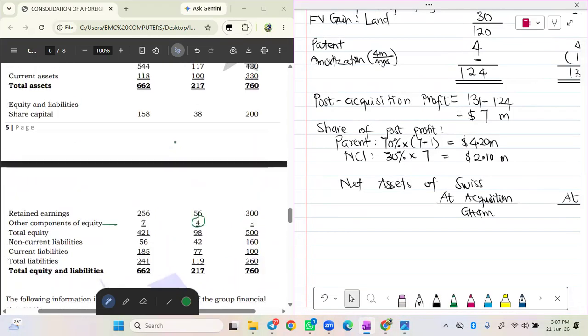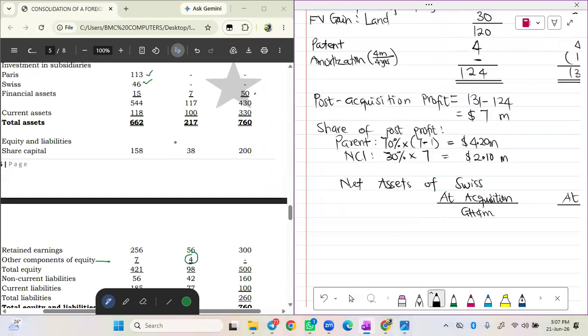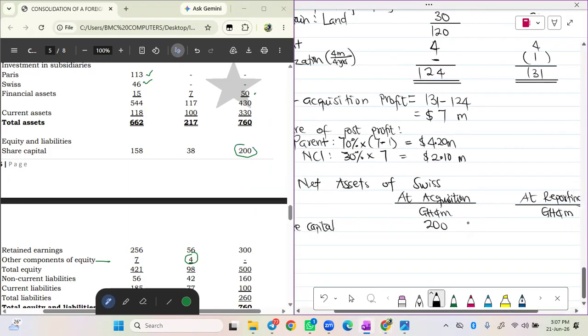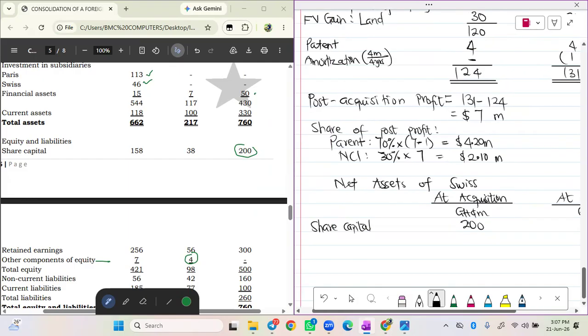So we start with the share capital of the subsidiary called Swiss. Share capital, that's the last column. Share capital is 200 cedis, so both acquisition and reporting are 200. It is in millions, okay? We present their retained earnings as well.